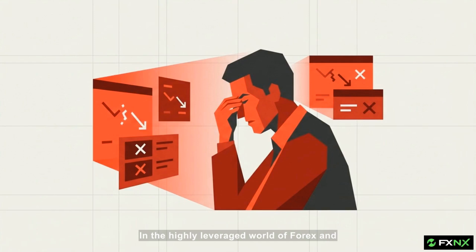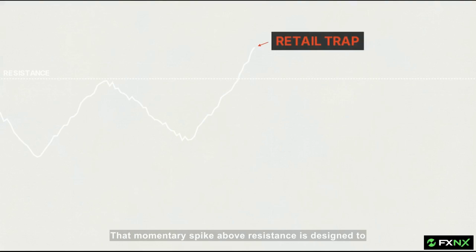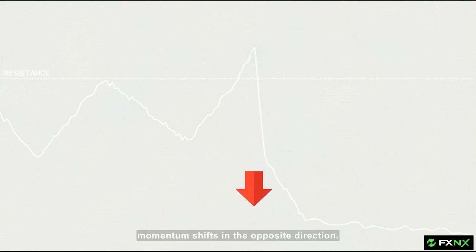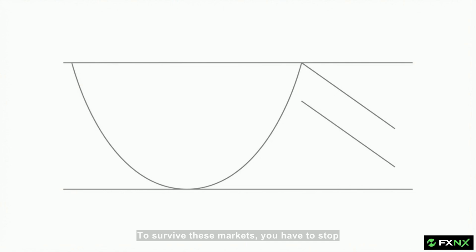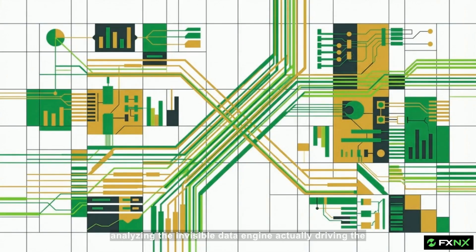In the highly leveraged world of Forex and CFD trading, relying strictly on basic shape recognition is a reliable way to lose money. What you likely experienced is a false breakout. That momentary spike above resistance is designed to lure in eager retail buyers right before institutional momentum shifts in the opposite direction. To survive these markets, you have to stop staring at the surface-level geometry and start analyzing the invisible data engine actually driving the setup.